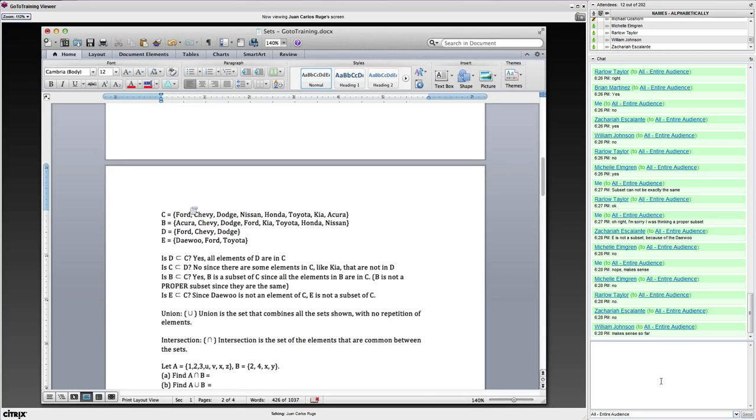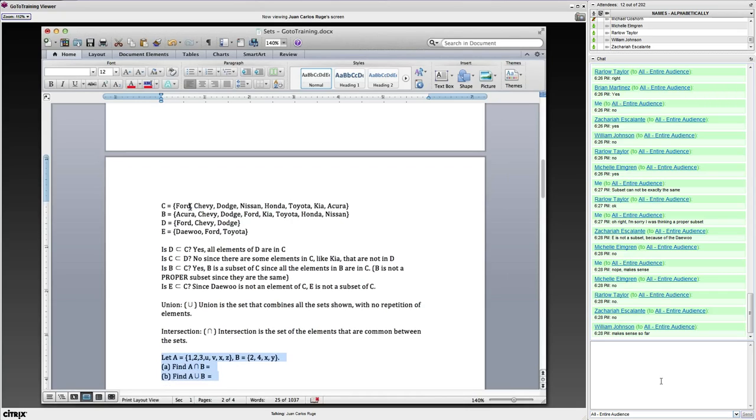Here I have sets A and B, and I need you to find first the intersection and then the union. When you give me the answer, please be specific about what you're answering.